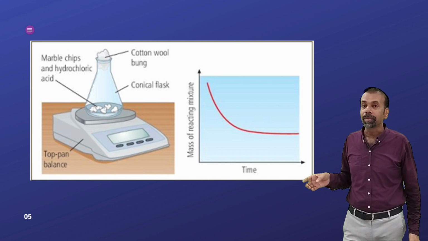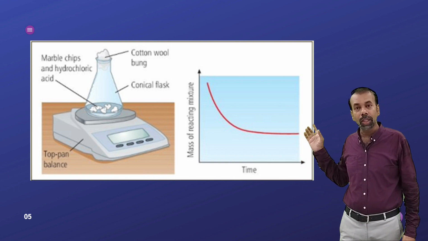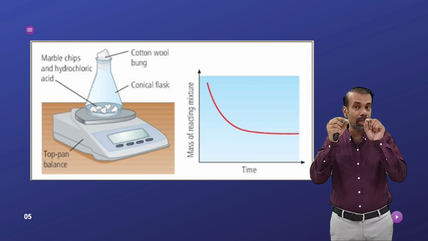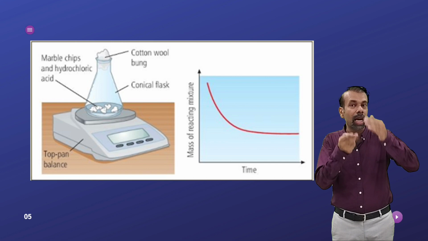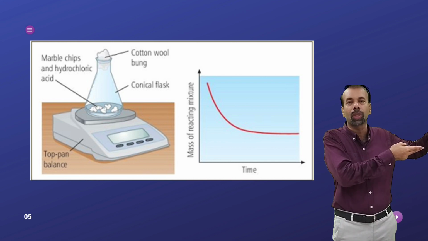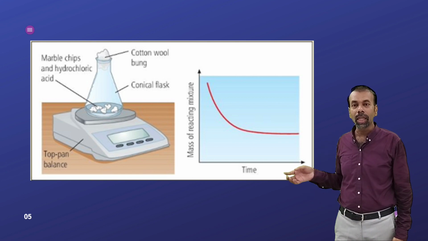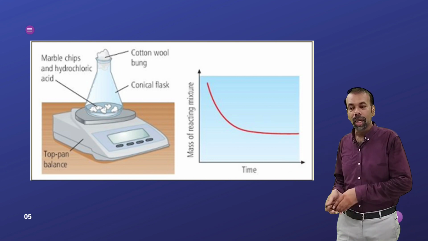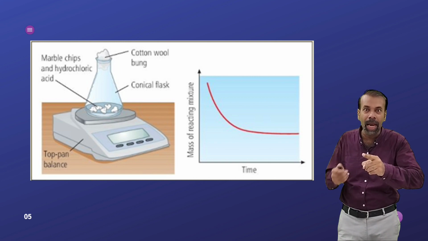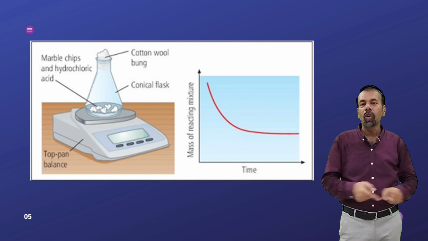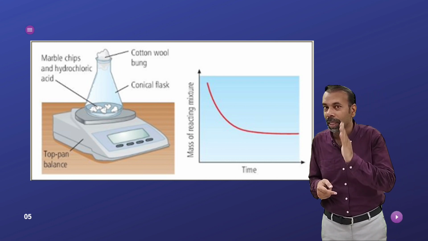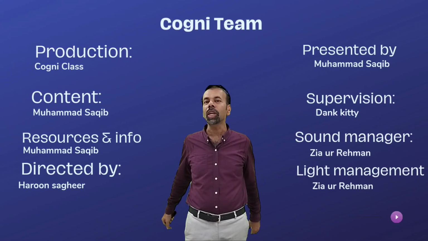Suppose when the experiment starts, there was 100 grams of mass, and after 10 seconds 90, and then after 10 seconds 80, and then 70, and then 60, and then the mass became constant. So you can see in this case the graph will be like this, meaning the mass is decreasing, and then it becomes constant. Okay, when the graph becomes constant, at that point the reaction has completed. Okay, hope you got this.